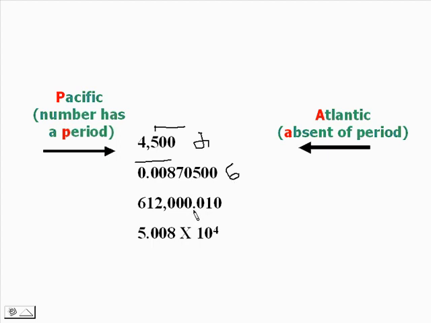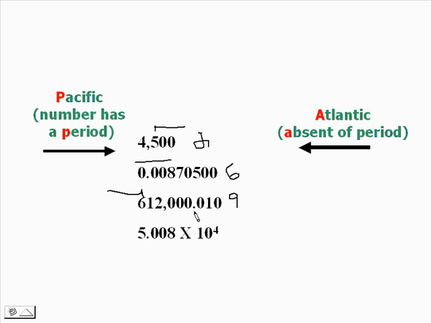Again, this has a period. Approach it from the Pacific. Because it has a period, this is the first spot from which I continue to count. So I have 1, 2, 3, 4, 5, 6, 7, 8, 9 significant digits. These would have been captive zeros because they would have occurred between 2 non-zero numbers. And this zero over here would have been a trailing zero with a decimal point.